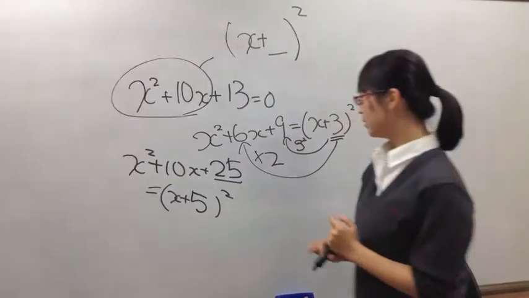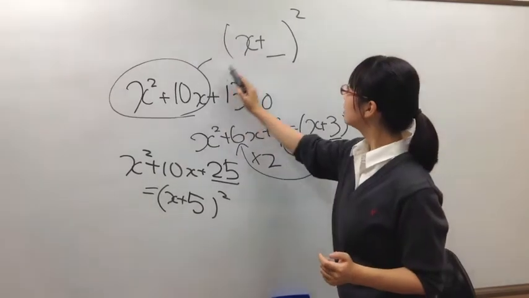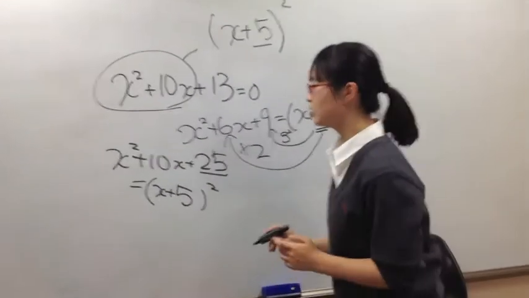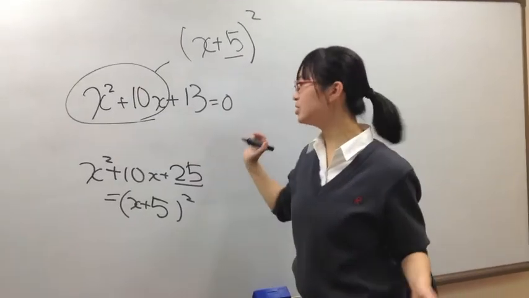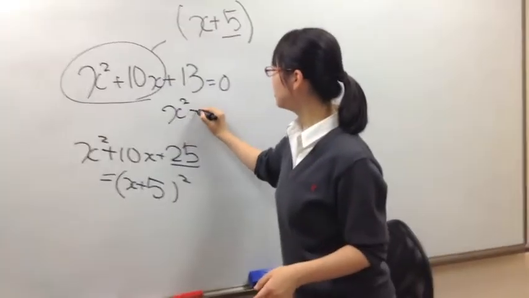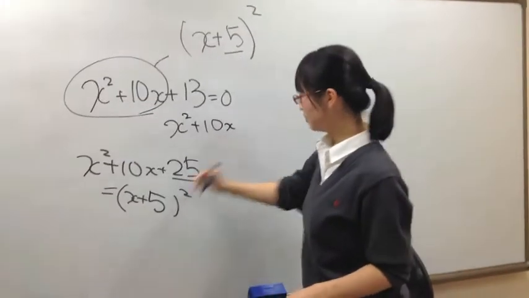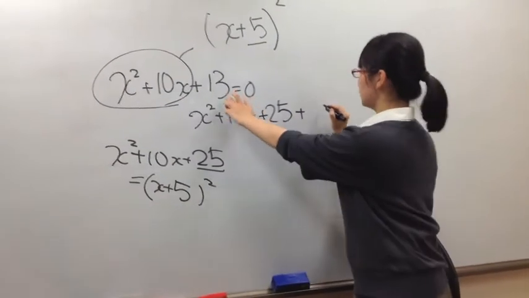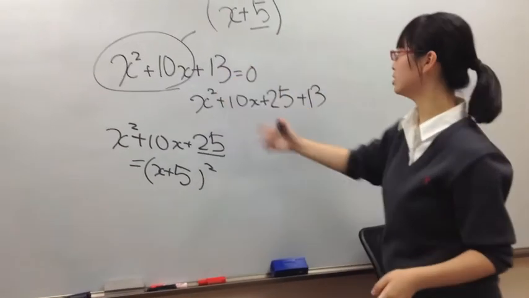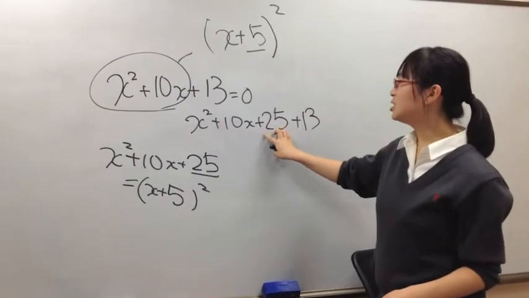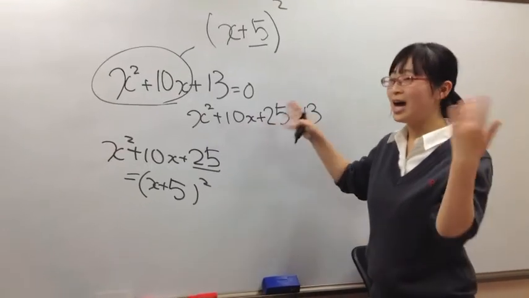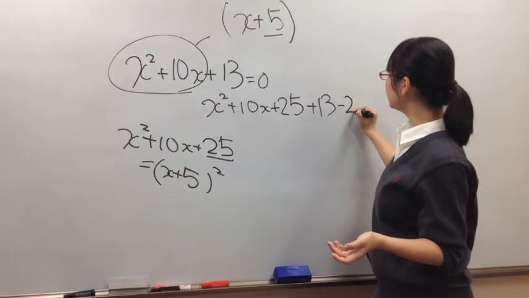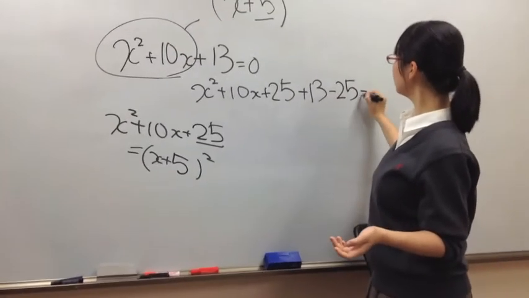So this is going to be 5. So this equation is going to be x squared plus 10x plus 25 to complete the square, and plus 13 because it's from the equation. And also, since you added 25 here, you have to subtract it to make it equal. So just minus 25 for that.